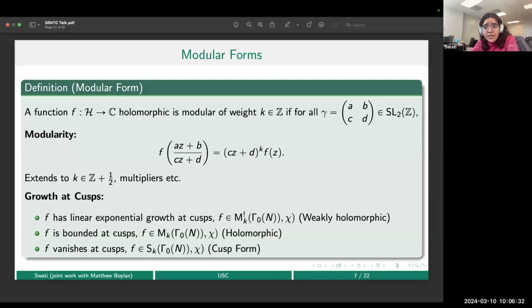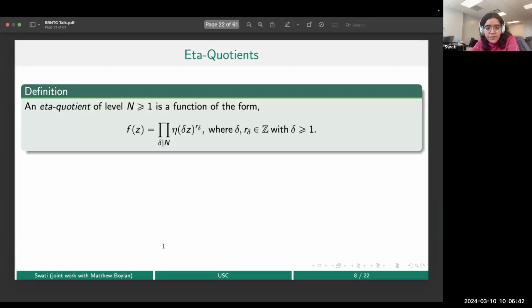Basically, if we are taking the Q series expansion, the indices have to be n greater than or equal to 0, and so on. And vanishes at cusp means the constant term is 0. Now, one of the main examples of modular forms comes from the family of eta quotients.